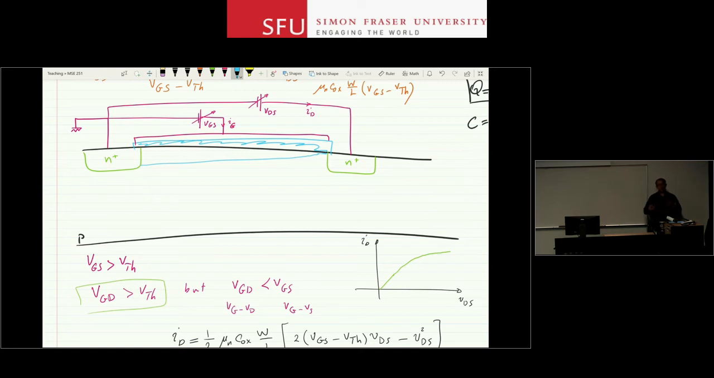And something super interesting happens at this point. When the channel pinches off, when the channel vanishes, the dependence of ID on VDS vanishes as well. We are going back to what we had, similar to a situation in the BJT, where you had a reverse bias diode that just took all the current that came to it and put it on the other side, whether it liked it or not. Similar thing is happening here.